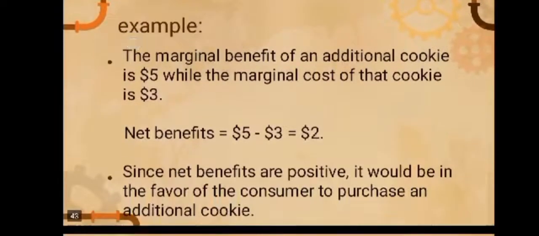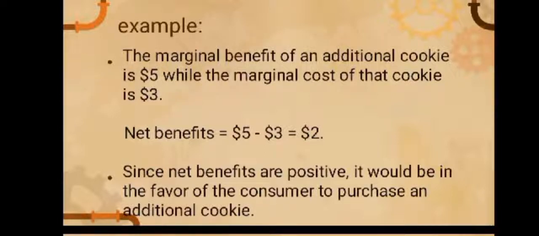So for example, the marginal benefit of an additional cookie is $5, which is the possible sale of the second cookie, while the marginal cost or the original cost of the cookie is $3. So you just subtract, and you will get a value of $2.